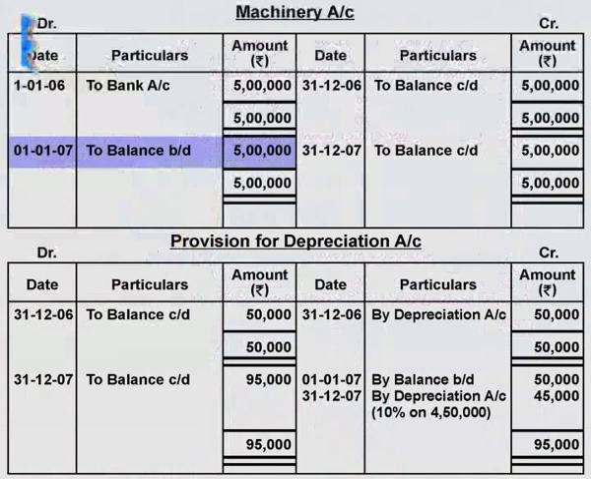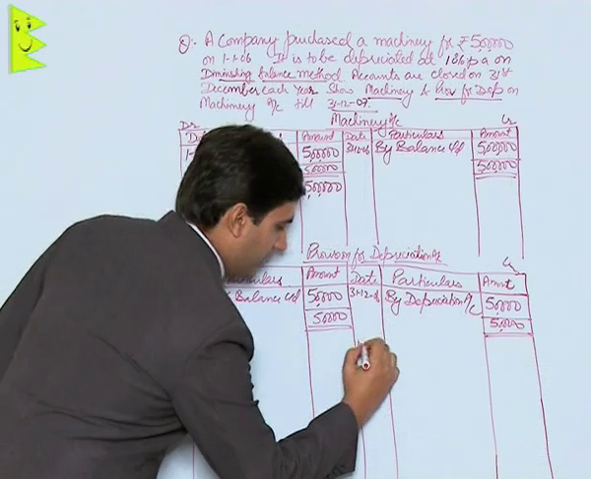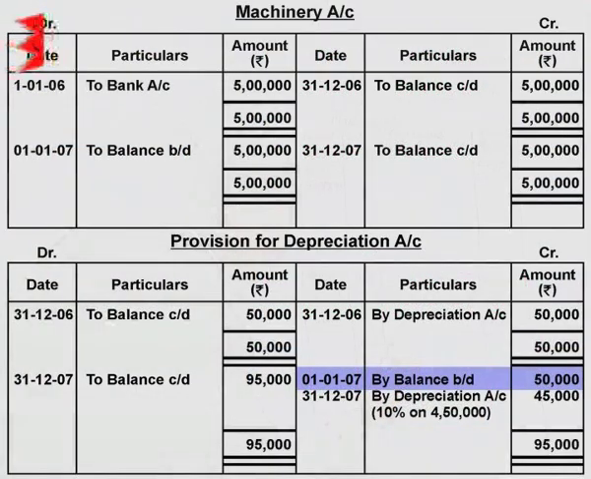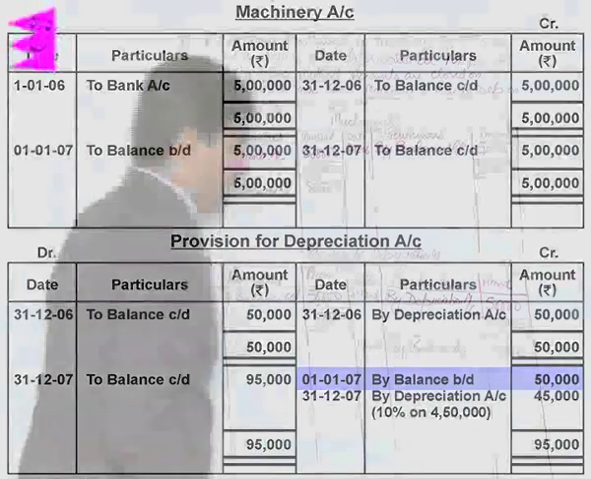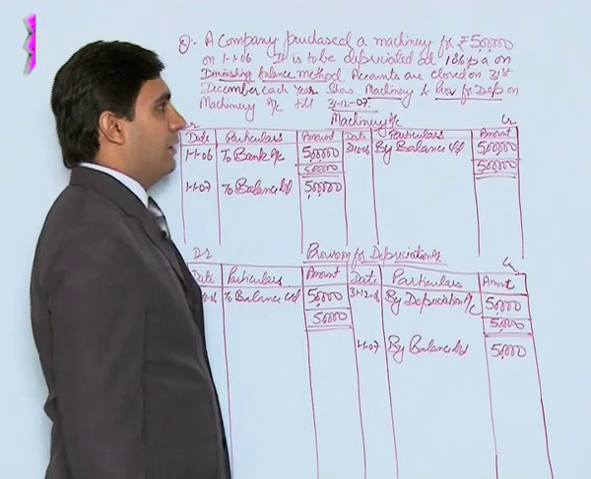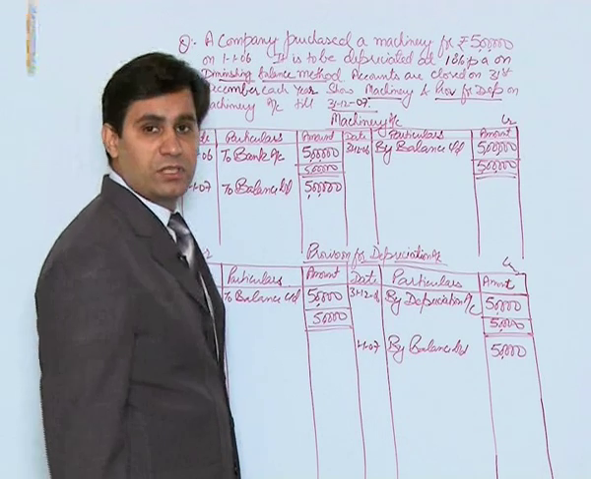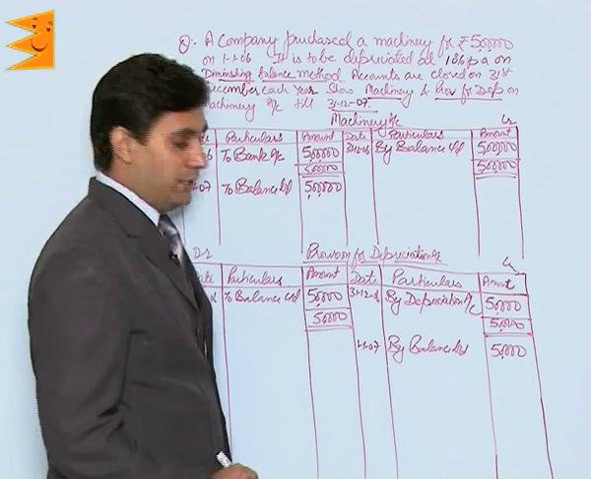So on 1st January 2007, to balance brought down 5 lakh in the machinery account and 50,000 in provision for depreciation account. But the date would be 1st January. By balance brought down 50,000 here. In year 2007, there is no other entry besides purchase or besides depreciation. There is no purchase, no sale.